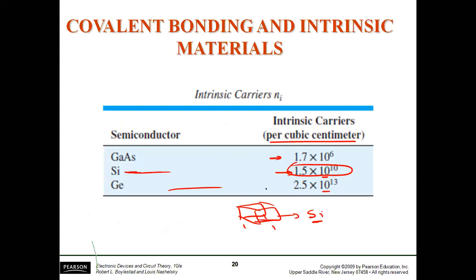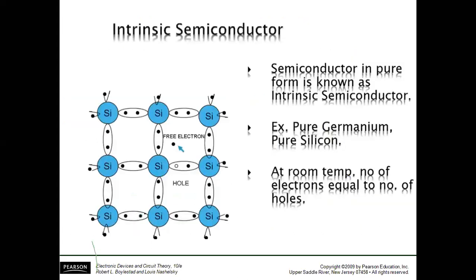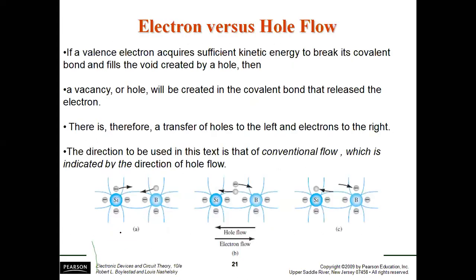But that too is a very small amount. That much amount of electrons is not sufficient to use this intrinsic silicon crystal for some meaningful purpose. So in that case, we have to do doping. But before doping, we will see this electron flow versus hole flow. What is the meaning of electron and hole? Now I will discuss what is meant by hole, how it is generated, and how it contributes to the flow of current.